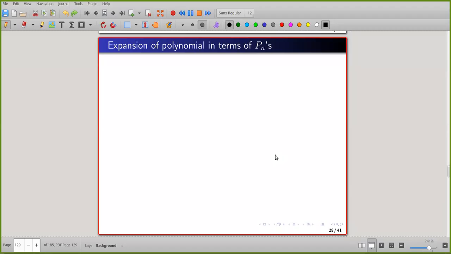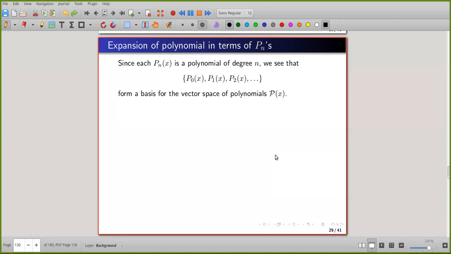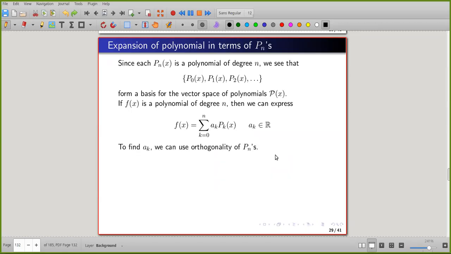Expansion of a polynomial in terms of P_n's. Since each P_n is a polynomial of degree n, we see that P_0, P_1, P_2, and so on form a basis for the vector space of polynomials in x. If f(x) is a polynomial of degree n, then we can express f(x) as the summation over k from 0 to n of a_k P_k(x), where a_k is a real number. To find a_k, we can use orthogonality of the P_n's. So we integrate f to find the a_k's.